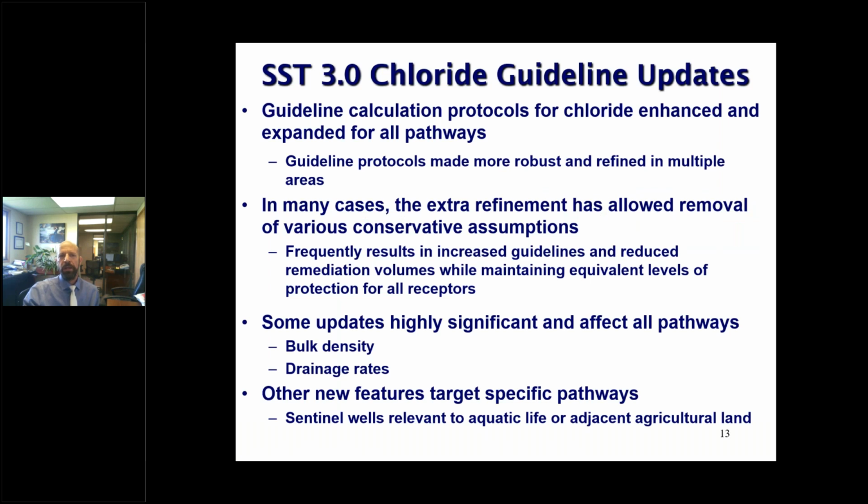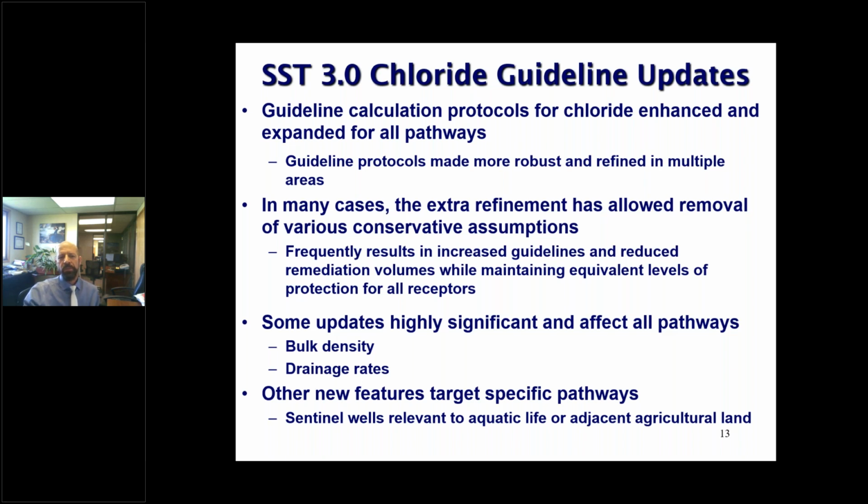So in terms of the chloride guidelines, there are a lot of enhancements and expansions for all pathways, and they make them more robust in all cases and refined in many areas. And for the most part, these refinements have allowed removal of various conservative assumptions that would have been present in the previous version of the tool. And this frequently, but not always, but most of the time results in increased guidelines for the various pathways and typically reduced remediation volumes while still maintaining equivalent levels of environmental protection.